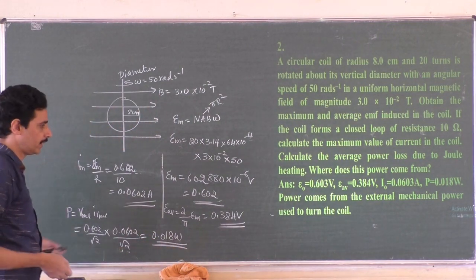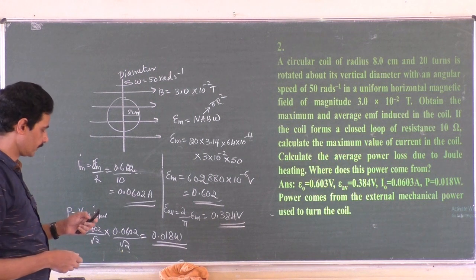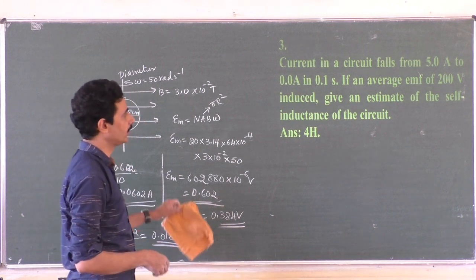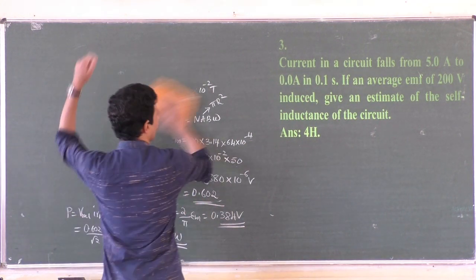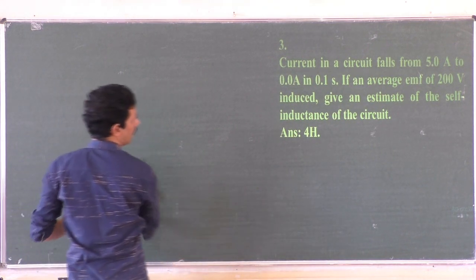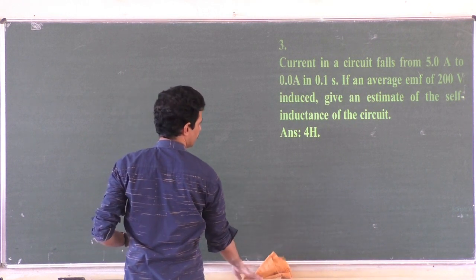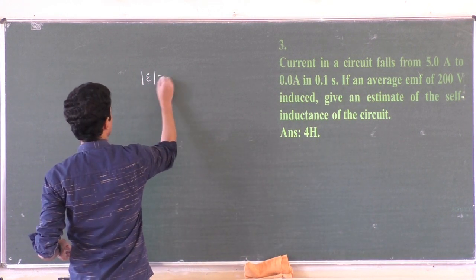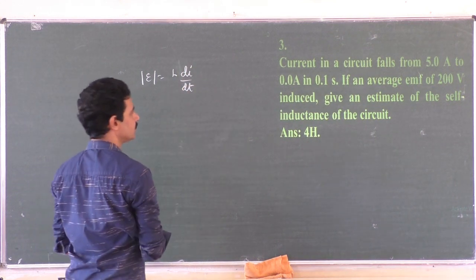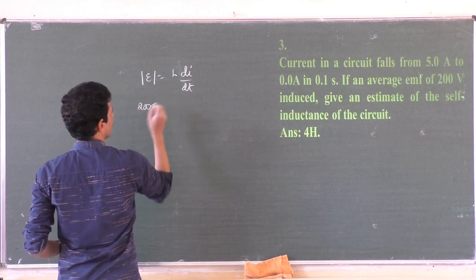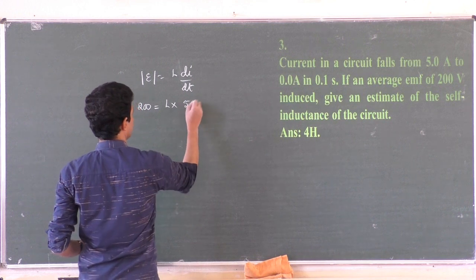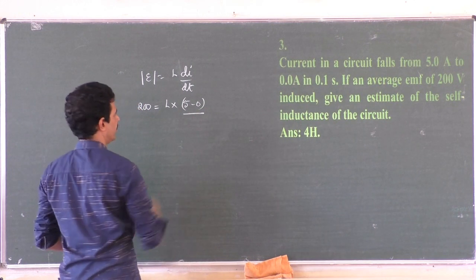Okay, problem number 3. Current in a circuit falls from 5 ampere to 0 ampere in 0.1 seconds. If an average EMF of 200 volt is induced, then estimate the self-inductance of the coil. Magnitude of EMF induced is L di by dt. EMF induced is 200. L, don't know. di is 5 ampere to 0 ampere, 5 minus 0. Time taken is 0.1 seconds.